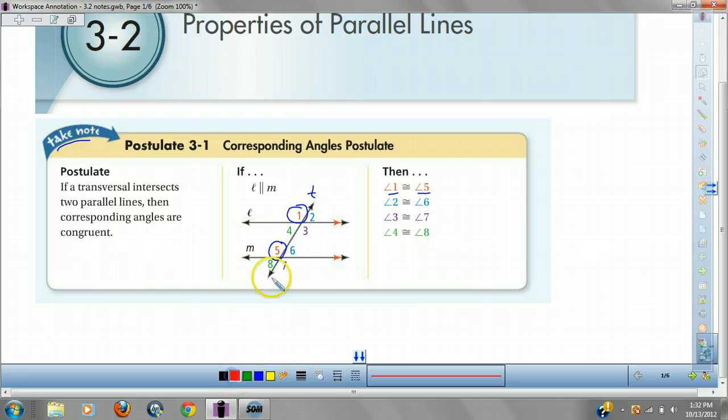Switching colors. What about 2? It's in our upper right. Down here, our upper right is 6. So we can say 2 is congruent to 6. And that's how we get 3 is congruent to 7, and 4 is congruent to 8. We learned what corresponding angles were last lesson. This time we're saying that if those 2 lines are parallel, then corresponding angles are congruent.